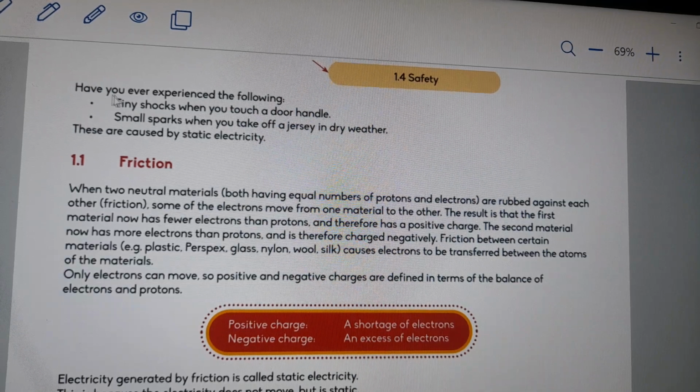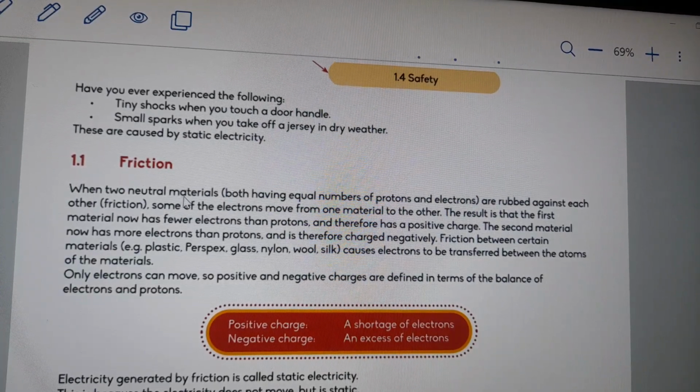They say, have you ever experienced the following? Tiny shocks when you touch a door handle, like it goes click and you get a little bit shocked. Small sparks when you take off a jersey in dry weather. They say these are caused by static electricity. So let's start with number 1.